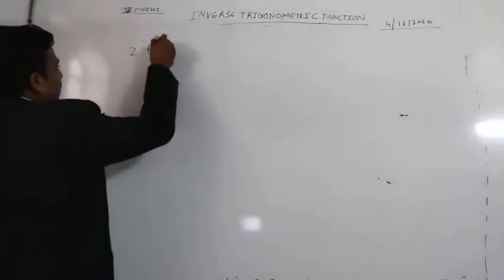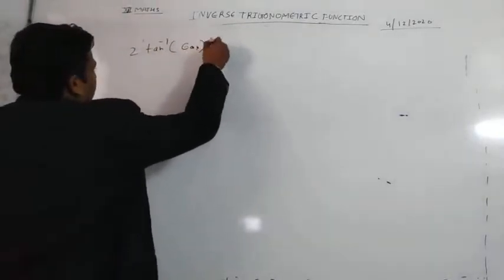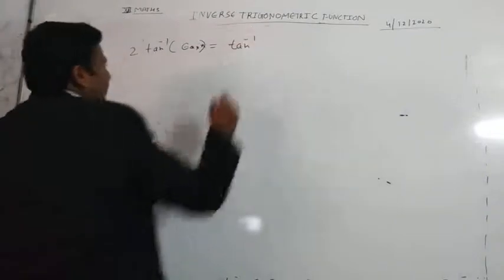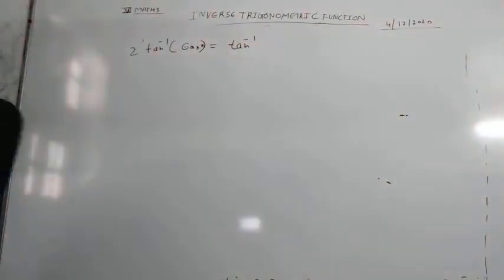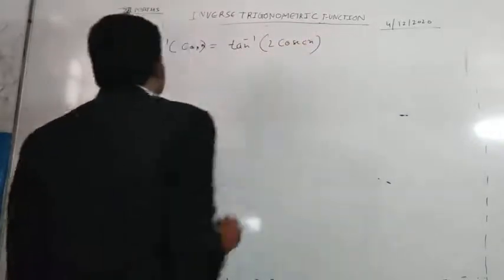So the next question is 2 tan inverse cos x is equal to tan inverse 2 cosec x. So we have to find the value of x from here.